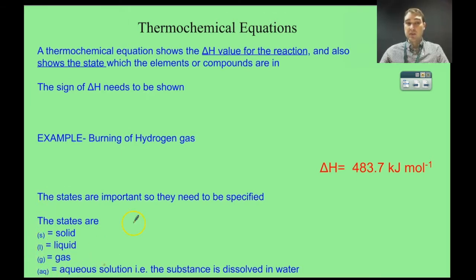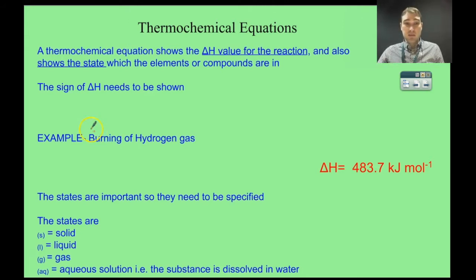The reason why you have to show the states is because if you have a substance that can exist in two states, so water for example could be liquid or a gas or a solid even, the amount of energy required to do either of those and produce any of those states is different. So by showing the states we know what the amount of energy required specifically for the reaction that we're showing. So let's do an example here.